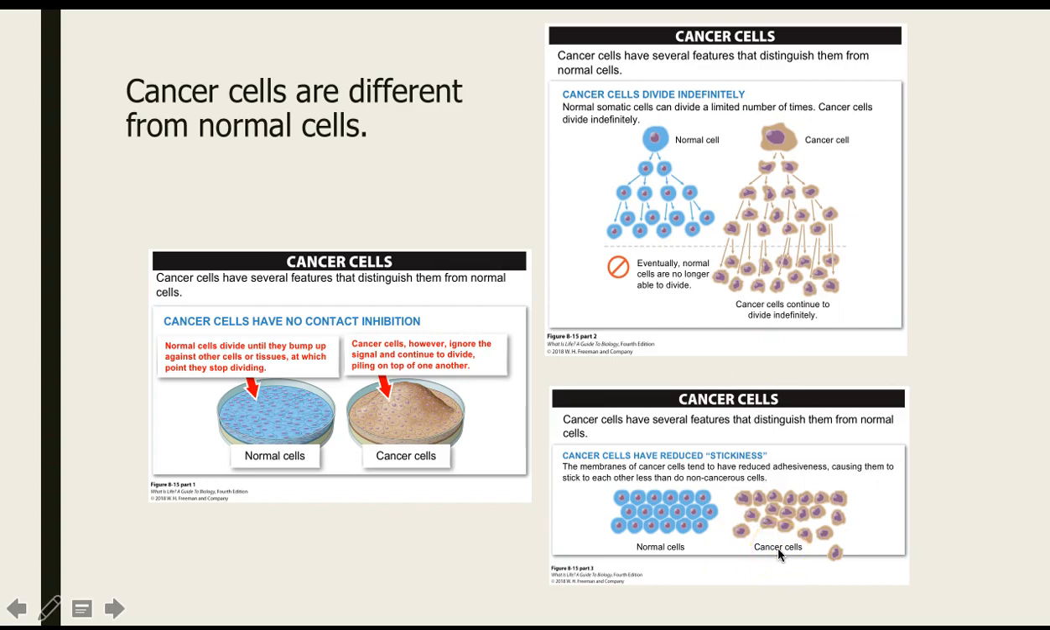The third characteristic of cancer cells is that they have something called reduced stickiness. Normal cells are absolutely going to be sticking to each other. I mean, you're a multicellular organism. I hope that your normal cells are sticking to each other. That's a good thing. With cancer cells, their stickiness is reduced, and therefore they can branch off. And when they branch off, that allows them to metastasize and move into the rest of your body.